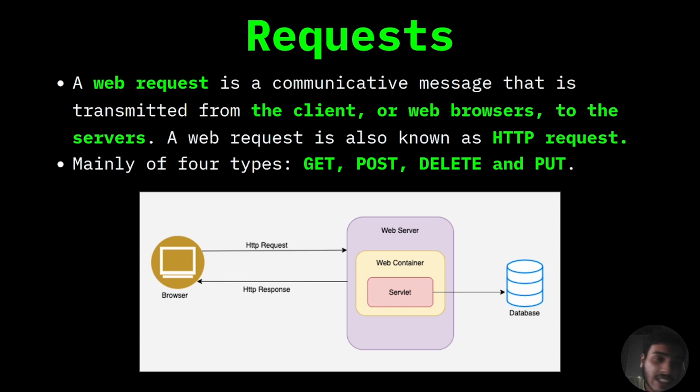Next, we'll discuss a most important part, that is the request. So what is a request actually? A web request is actually a communicative message that is transmitted from the client or the web browser to the server. What a request does is that it helps to request the server for certain resources. A web request is also known as an HTTP request, and they are mainly of four types, that is GET, POST, DELETE and PUT.